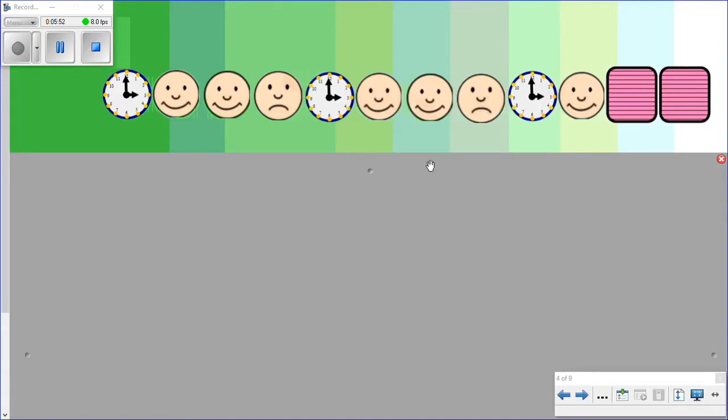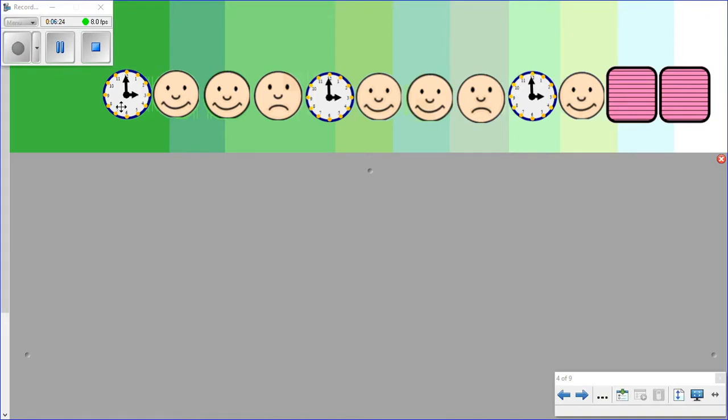Now look at the pictures I've chosen. I've got a clock. Do you know what time is on this clock? The short hand is pointing to the 3. That's the hour hand, the 3. And then the long hand, the minute hand, is pointing straight up to 12. That's when it's o'clock. This clock is showing 3 o'clock. That's usually when school would be finished.